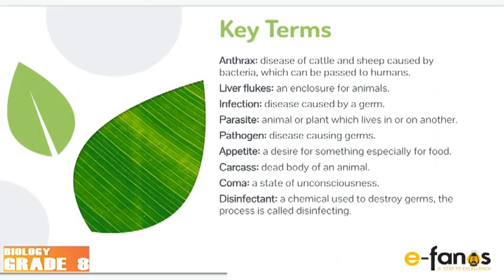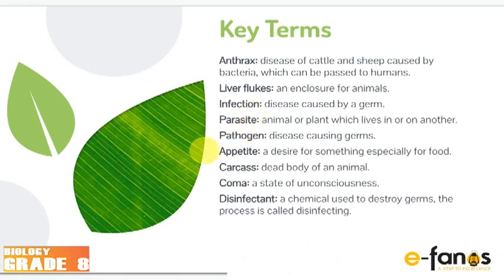Key terms. Anthrax: a disease of cattle and sheep caused by bacteria which can be passed on to humans, so it's really bad. Liver flukes: parasites that affect animals. Infection: disease caused by germs. Parasite: an animal or plant which lives in or on another. Pathogen: a disease-causing germ.